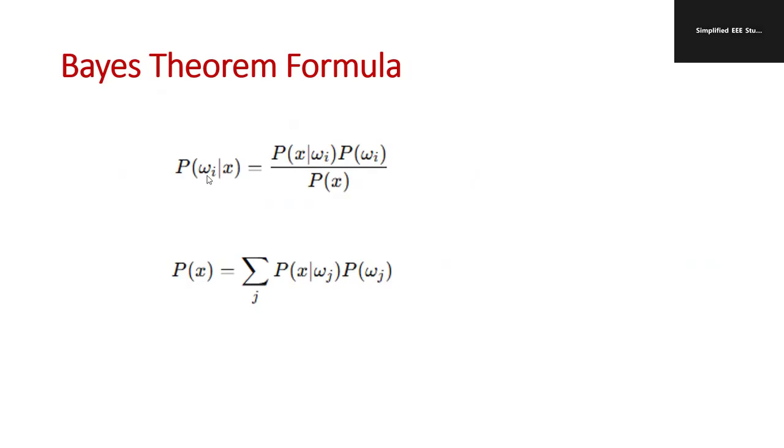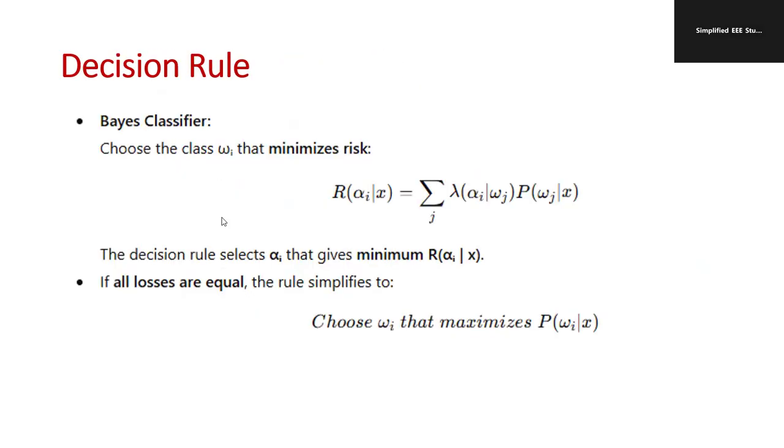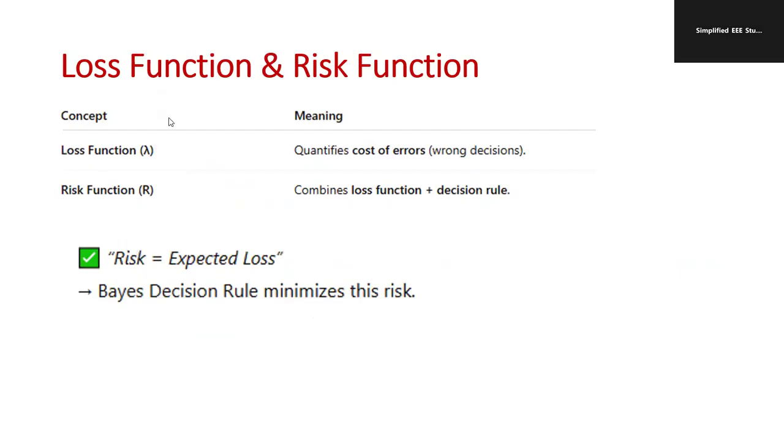You can remember: probability of Wi given x equals probability of x given Wi times probability of Wi, divided by probability of x. You can use this formula to calculate the probability. Similarly, the Bayes classifier chooses omega i, or Wi, that minimizes the risk. Moreover, the loss function and risk function are very important. The loss function lambda quantifies the cost of errors for a wrong decision, whereas the risk function R combines the loss function and the decision rule.